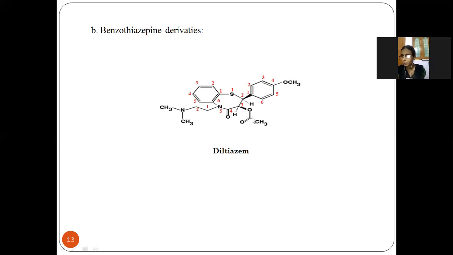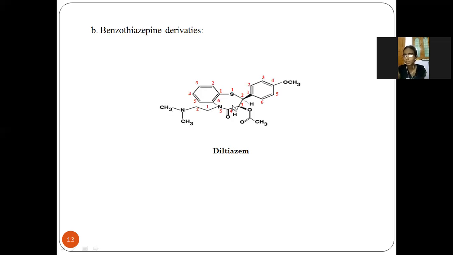And in the third position, acetyl group is attached. In the fourth position, oxygen group. And in the fifth position, here 1, 2, 2 methyls means dimethyl, and this is the amine which is attached to the ethyl. 1, 2, 2 carbon atoms means ethyl. So it is named as the dimethyl amino ethyl. I will explain its structure again.